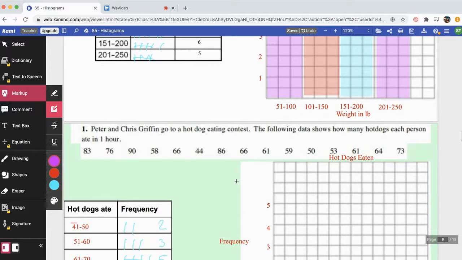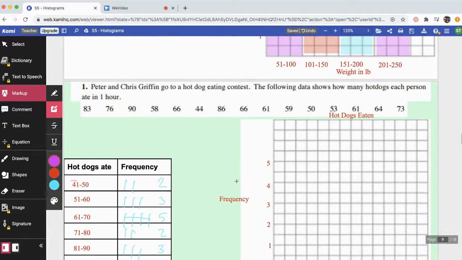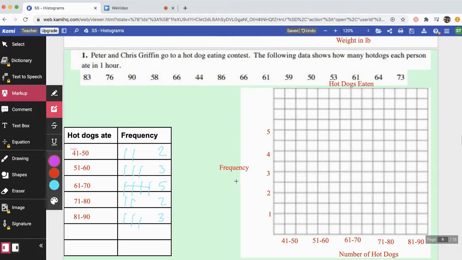All right, this one is slightly different because we're going to come up with our own intervals, where for the other ones the intervals were given to us. So Peter and Chris Griffin are going to a hot dog eating contest, and the following data shows how many hot dogs each of them ate in an hour. That's disgusting, and this is incredible, 90 hot dogs in an hour.